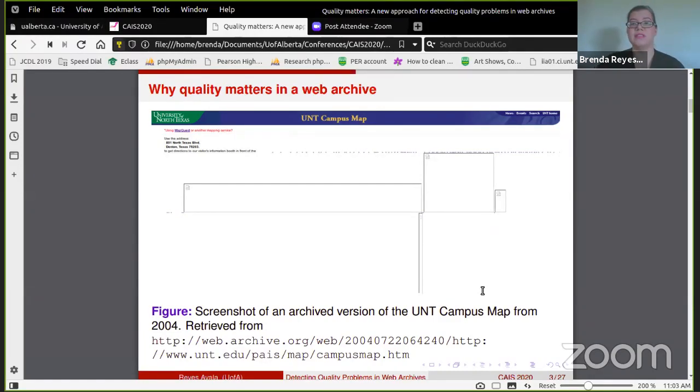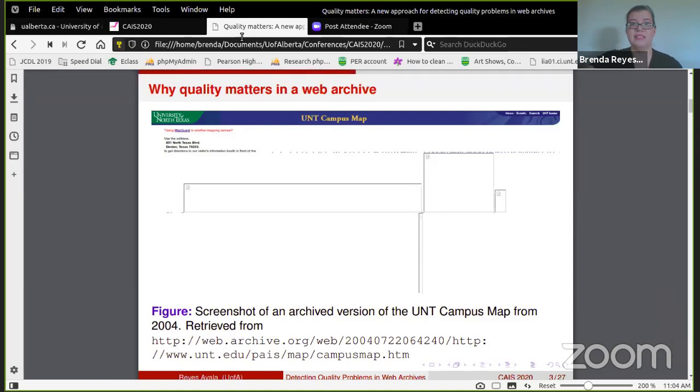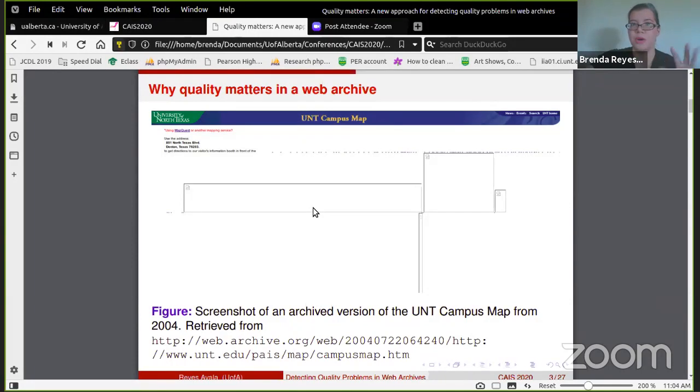So for example, this is a screenshot of an archived version of the campus map of the University of North Texas from the year 2004. Now, as you know, campus maps are interactive websites, actually applications that run on your browser, and they're highly interactive. Web archiving has difficulty rendering these types of things. So you can see that not only are all the images missing, but an app such as this website has effectively become unusable, right? And we lack that part of the historical record.